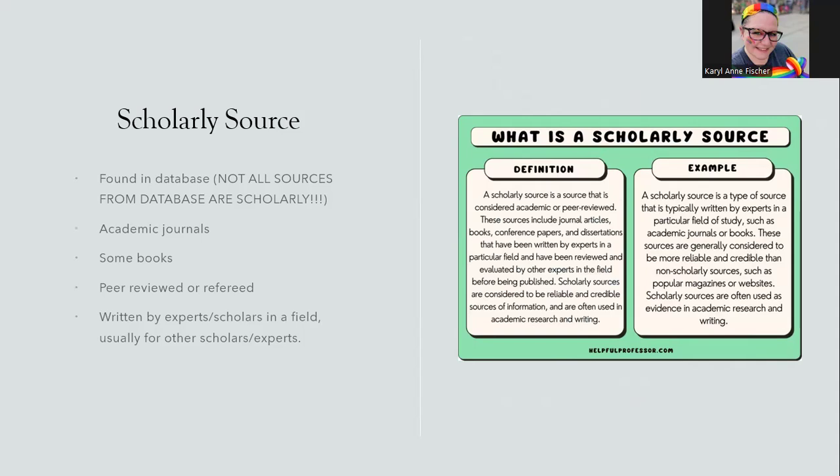So, an autobiography or a memoir may be a really good source, but it may not be scholarly. These go through a rigorous peer review process. It can also be called a refereeing process. This process can take quite some time.